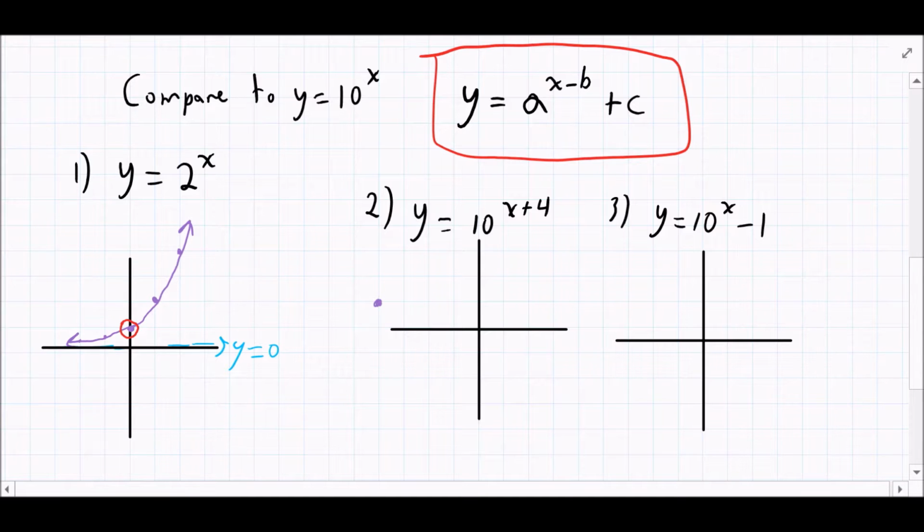So remember, for 10, it was increasing a lot quicker. So 10 to the power of 1 was already 10. So that's already going to be quite high. Way up here already on this scale. And then on the other side of it, if I went to negative 1, that's like 1/10, 1/100th. So it's going to increase real fast there. And then on this side, look like that with our asymptote at y equals 0 again.